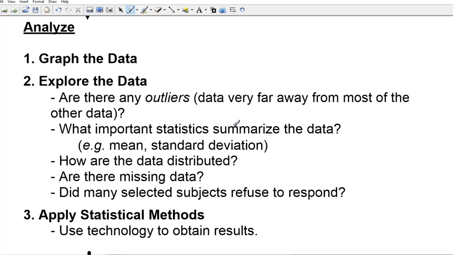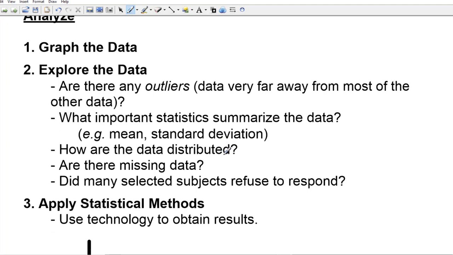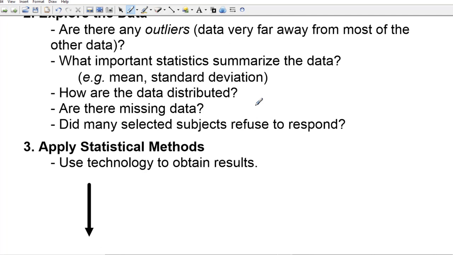What important statistics summarize the data? We're going to look at different means, so mean, the standard deviation. How are the data distributed? Are there missing data? And did many selected subjects refuse to respond? Which you would have that information.